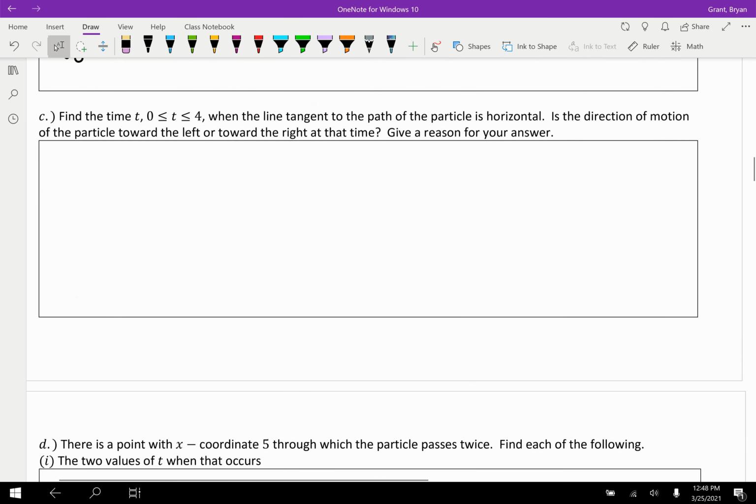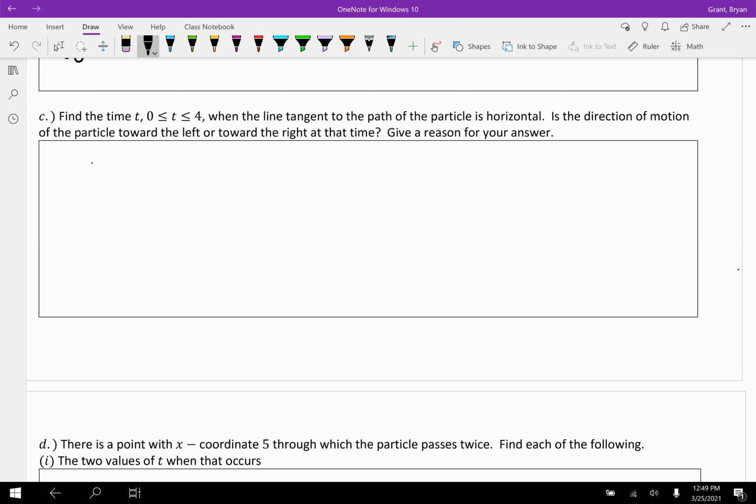All right, but now we get to the new stuff. Find the time t where the line tangent to the path of the particle is horizontal. Is the direction of motion of the particle towards the left or the right at that time? Well, let's break that down. First, let's start with where the line tangent to the path of the particle is horizontal.